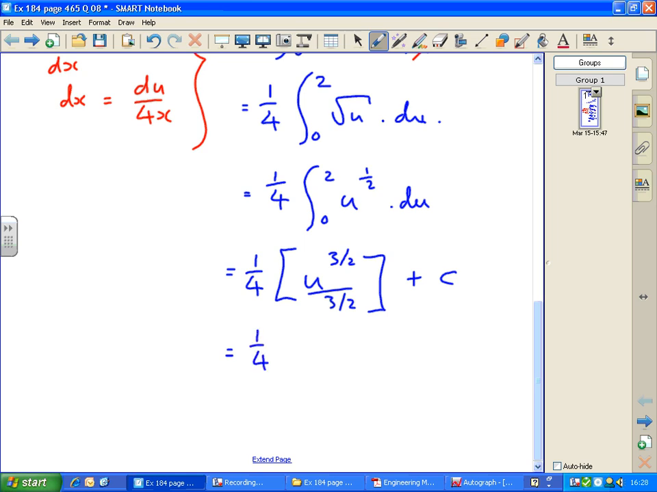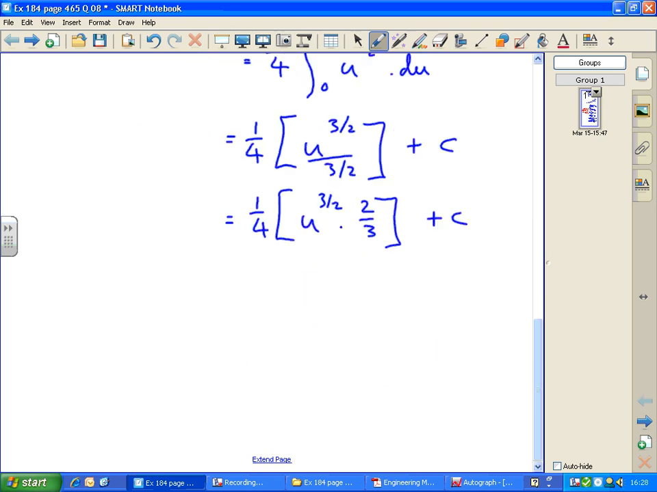So this becomes a quarter of u to the 3 over 2 times 2 over 3 plus c. We can bring that 2/3 outside with the quarter, so this equals 2 over 4 3s are 12, u to the 3 over 2. Of course, we don't bother with the plus c because it's a definite integral that we're doing between 0 and 2, aren't we? So we put these limits outside here.